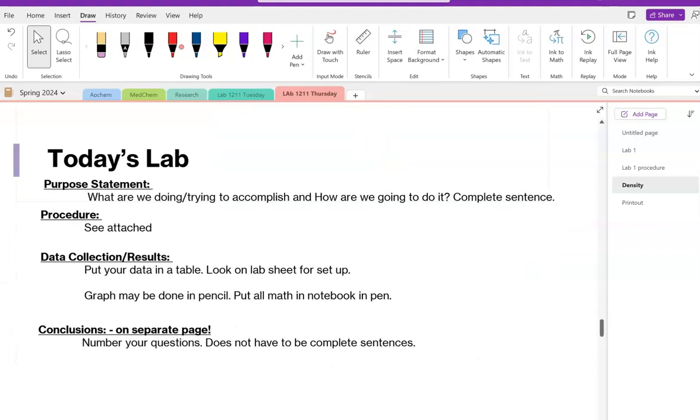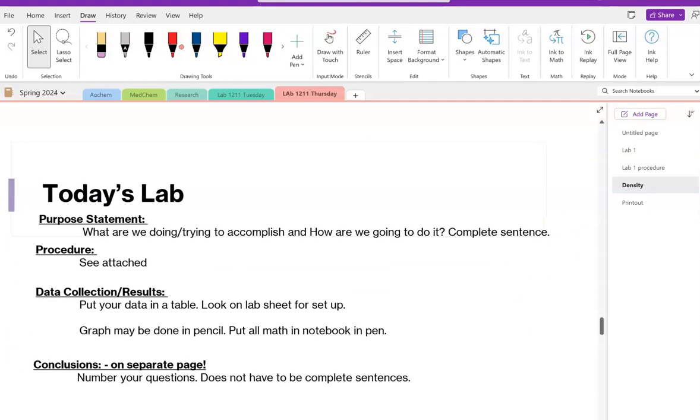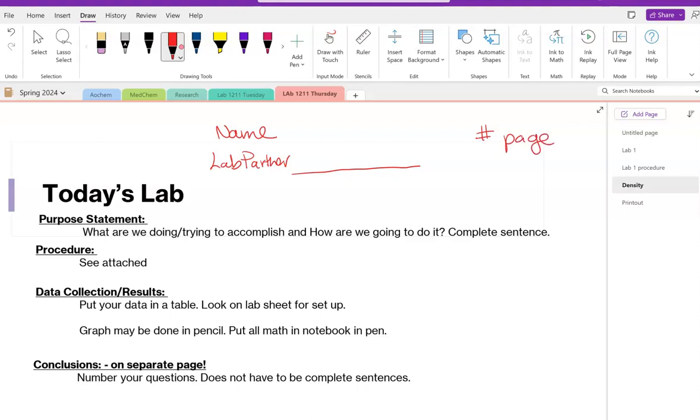All right, for today's lab, here's where you're going to do some things. Once we get started, I want you to write your name on your lab paper. Turn to your lab partner, ask them their name and put their name on the lab partner spot. Make sure your page is numbered. And then you're going to write your purpose statement. What are we doing and what are we trying to do and how are we going to do it?